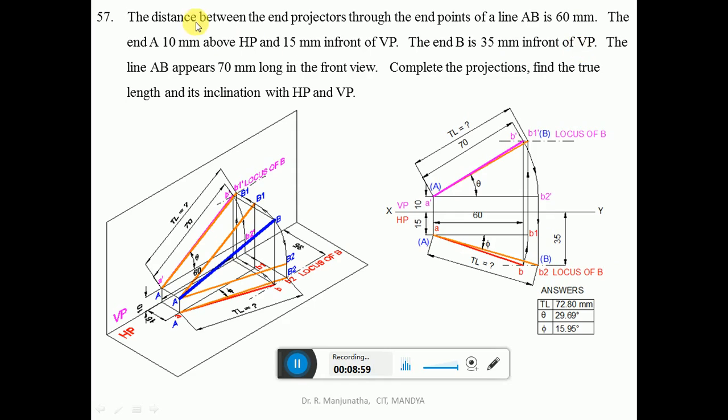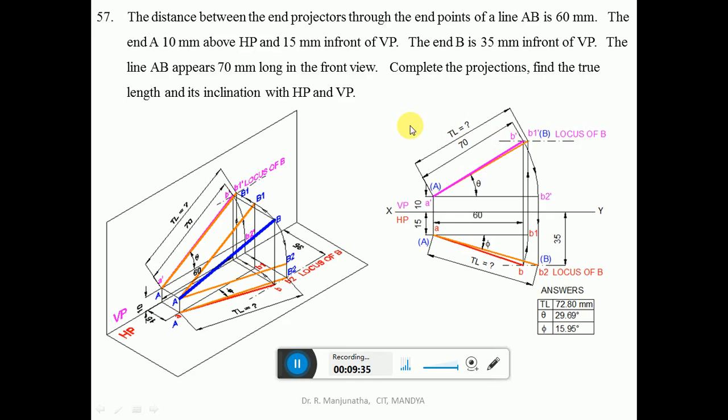Then the distance between the end projectors through the end points of the line AB is 60 mm. So you have the projector A. From this projector A, you measure the distance of 60 mm, which can be seen in both the vertical plane and the horizontal plane. Then draw a vertical projector such that it cuts the locus of B in the top view, because we already have the locus of B in the top view, and mark this point as B. Then join A to B with a dark line. Then you extend this projector line in the front view, that is above the horizontal plane, and we don't have this locus of B in the front view.